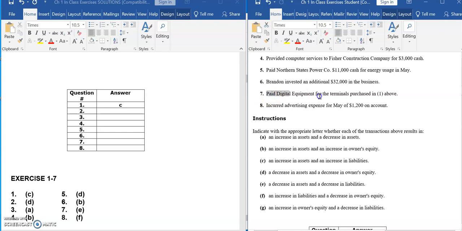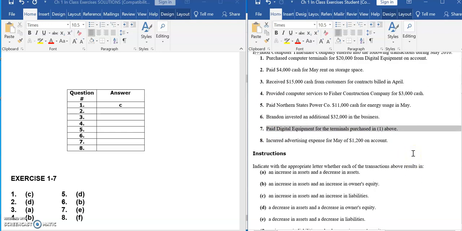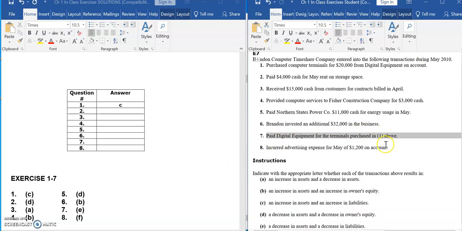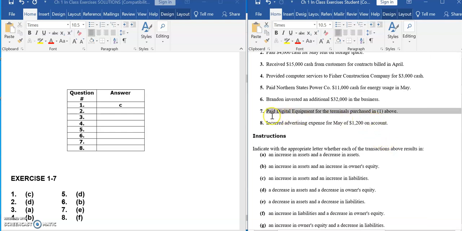We paid digital equipment for the terminals that we purchased up in number 1. Remember back in number 1 when we purchased that equipment, we recorded an increase to our liabilities. We are now paying that liability. So in number 7, we are going to be decreasing our assets because we're using cash to pay off the debt. There will be a decrease in our assets, and we are paying off the liability that we had previously recorded. We are not buying more equipment here, we're just paying the debt. We're paying off the liability. That means assets decreased and liabilities decreased as well.